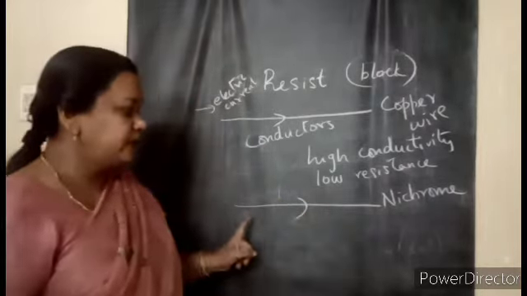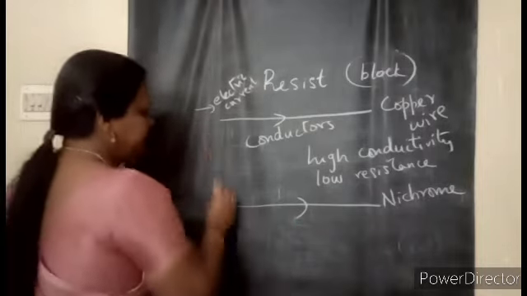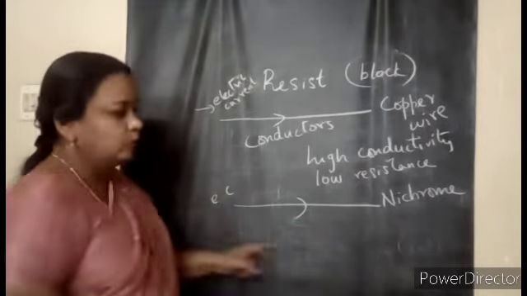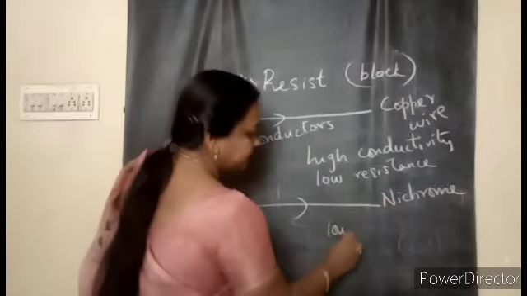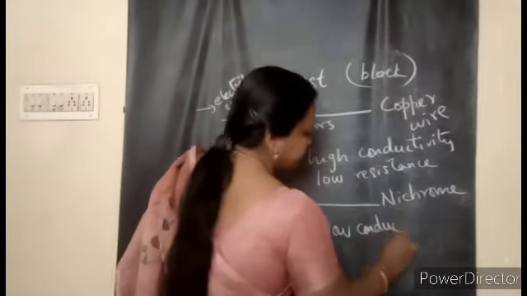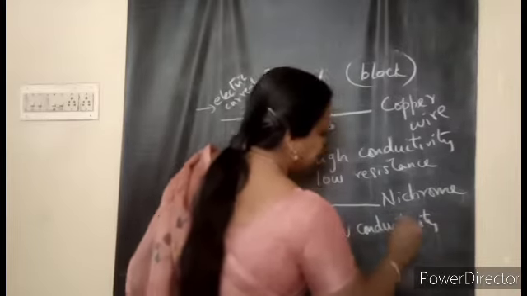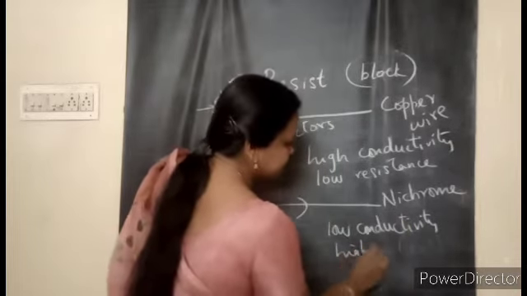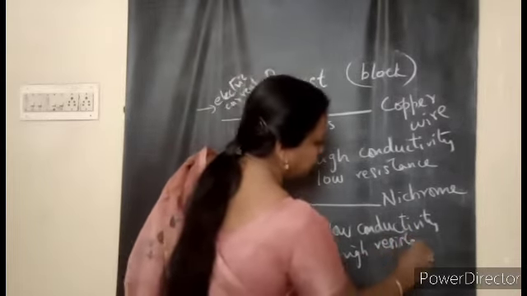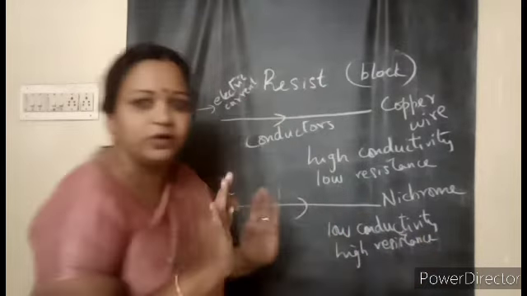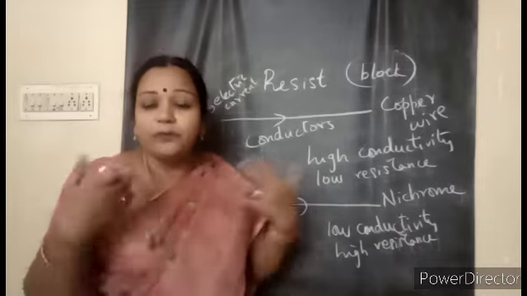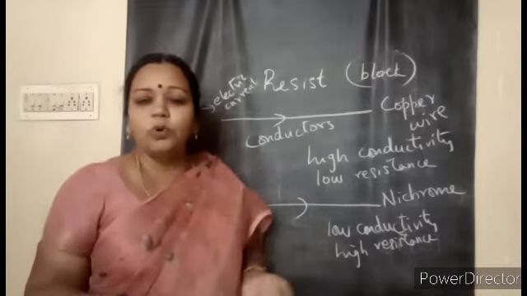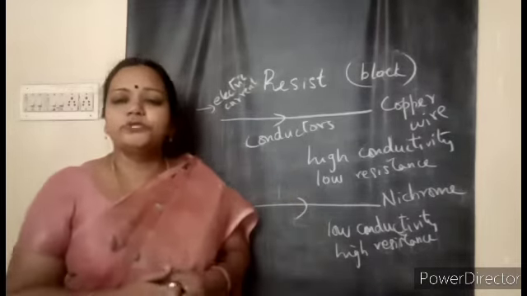So here what happens, in the same way when electric current is made to flow through this, the conductivity is low, so that it will have some high resistance. So it will resist the flow. Resisting means it will try to block. So because of that, the wire will get heated up more. When resistance is more, the heat energy produced is more.